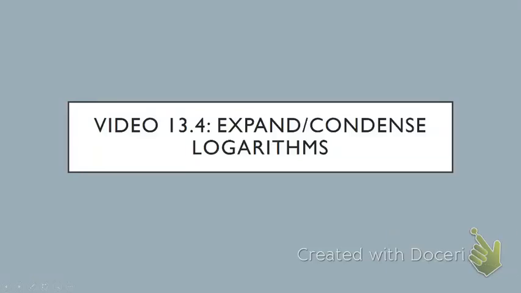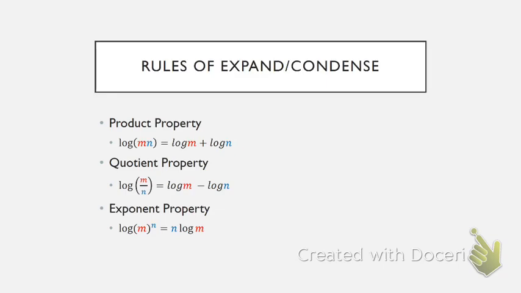Alright, so this is our last video of Unit 13, and it's also the last logarithmic property we're going to talk about until we get to solving in Unit 14. So here we're talking about expanding and condensing logarithms. There's three different rules: the product property, the quotient property, and the exponent property.